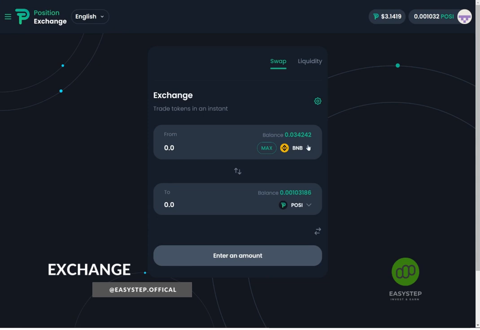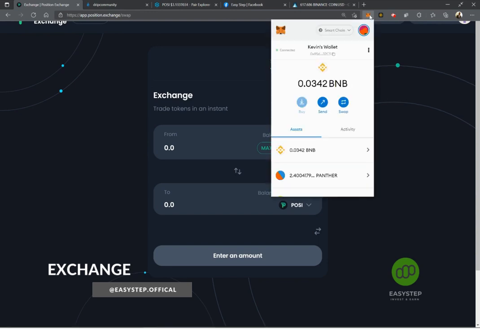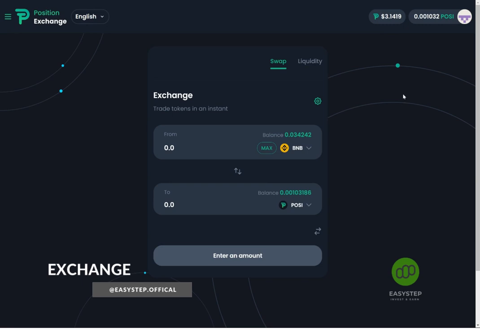Once you buy BNB from that exchange, you would have to send that to your MetaMask wallet. And I have videos covering how you can do that. Now, once you get your BNB on the MetaMask wallet, you're going to see your balance here in the MetaMask. Now, once you have that, you're going to have to trade your BNB for POSI if that's what you want to do. Okay. And you can do that right here on the exchange.